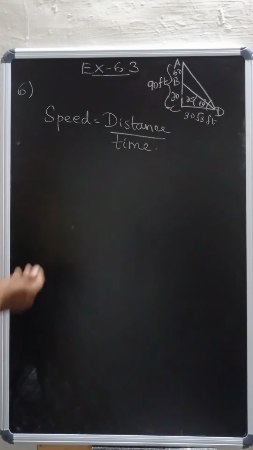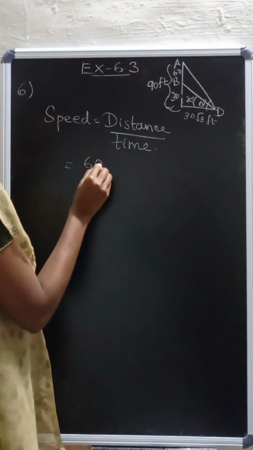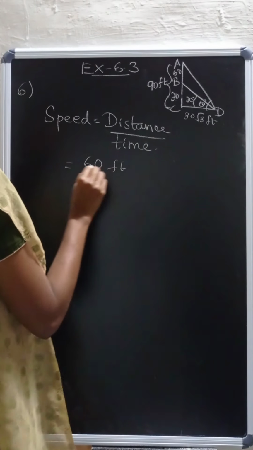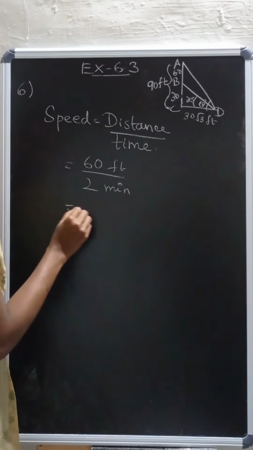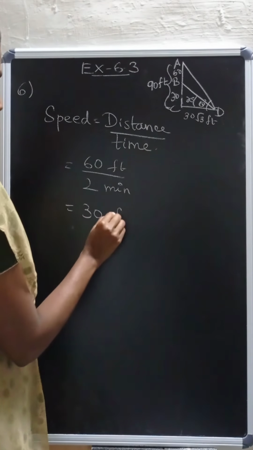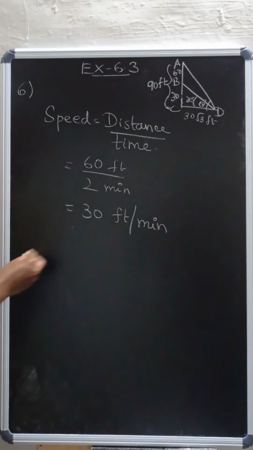Now speed is equal to distance travelled by time taken. The distance travelled is 60 feet and the time taken is 2 minutes. So 30 feet per minute. So the speed of the lift is 30 feet per minute.